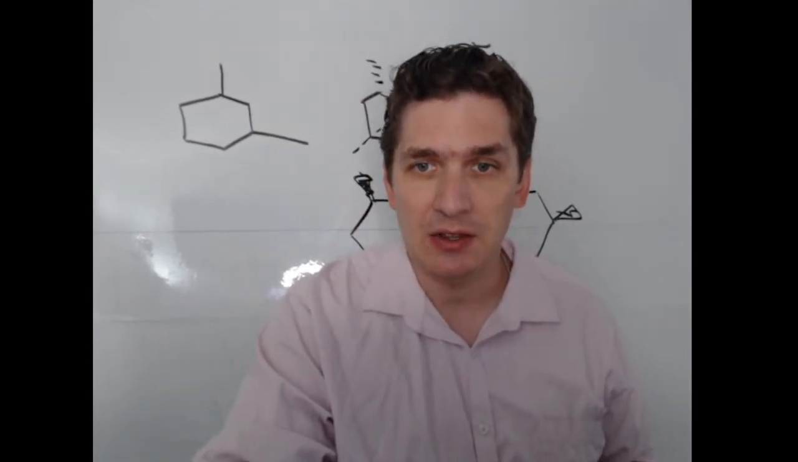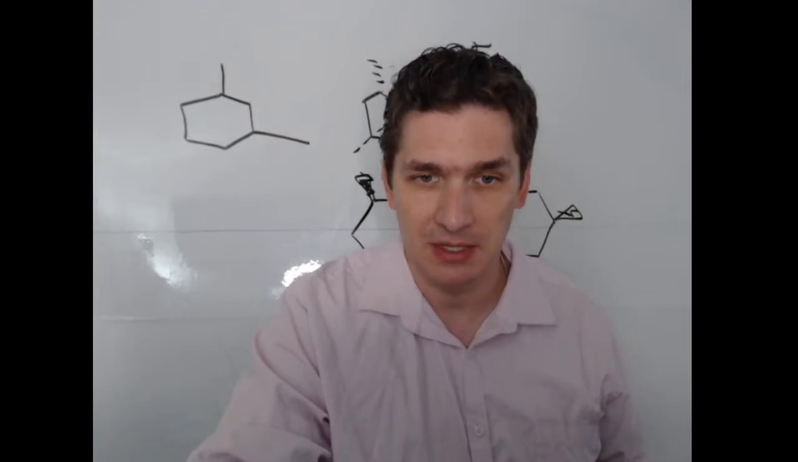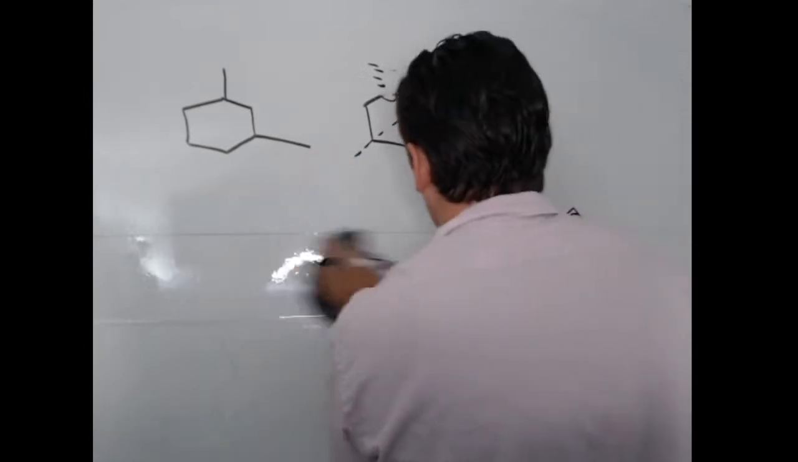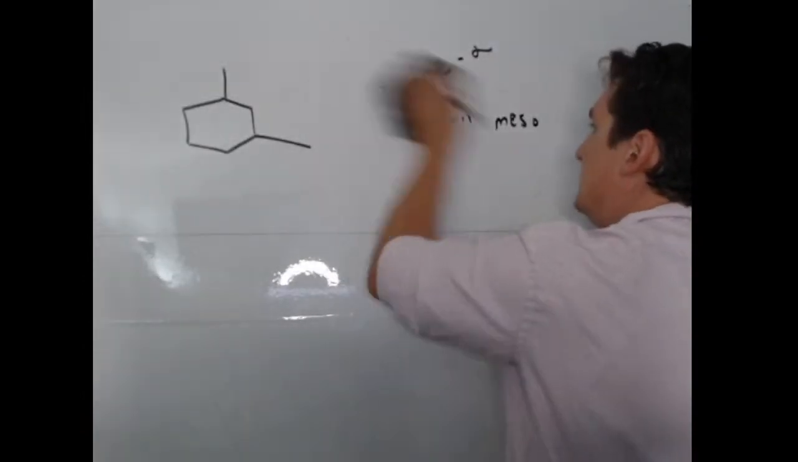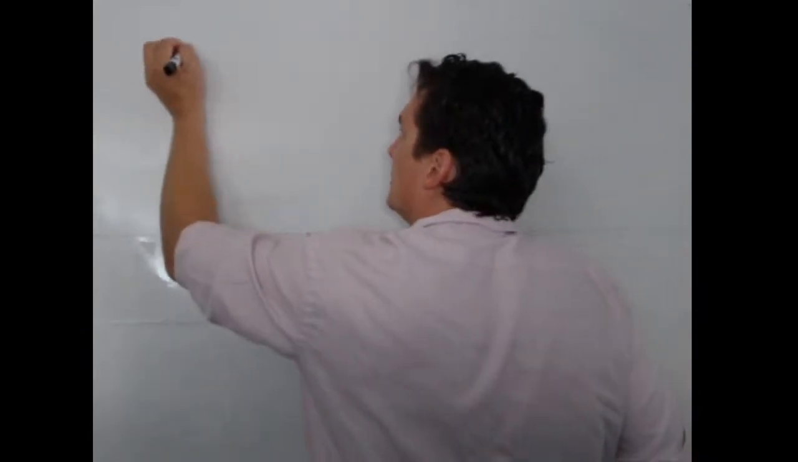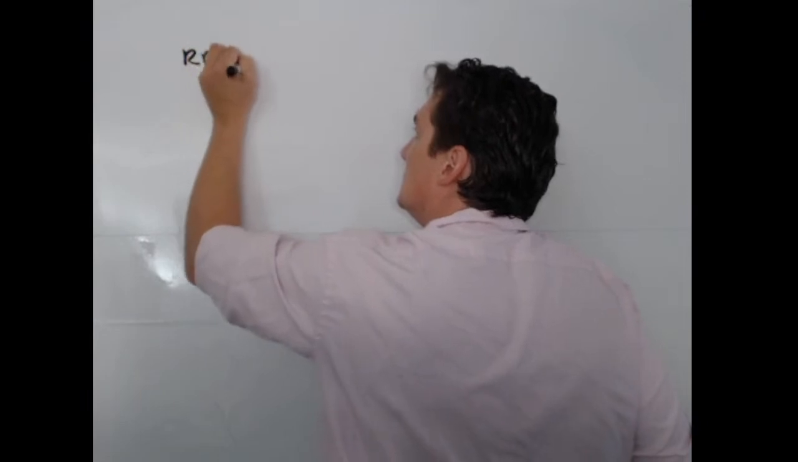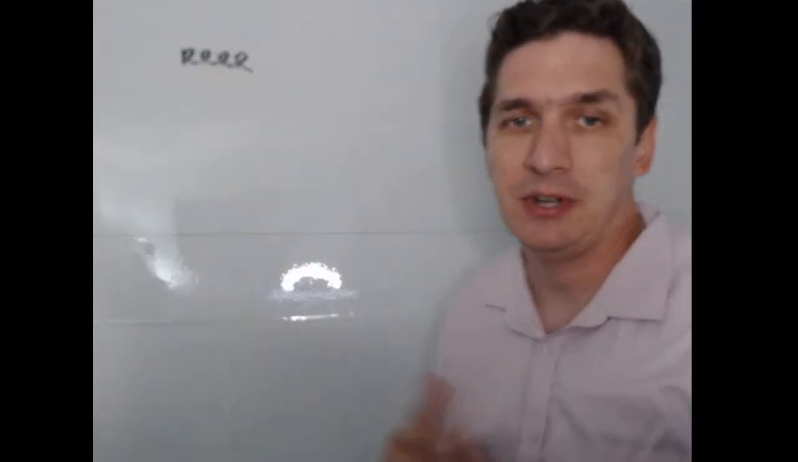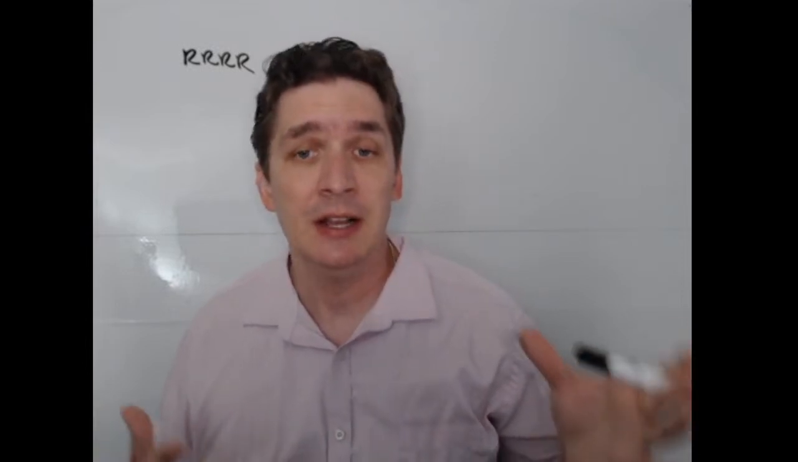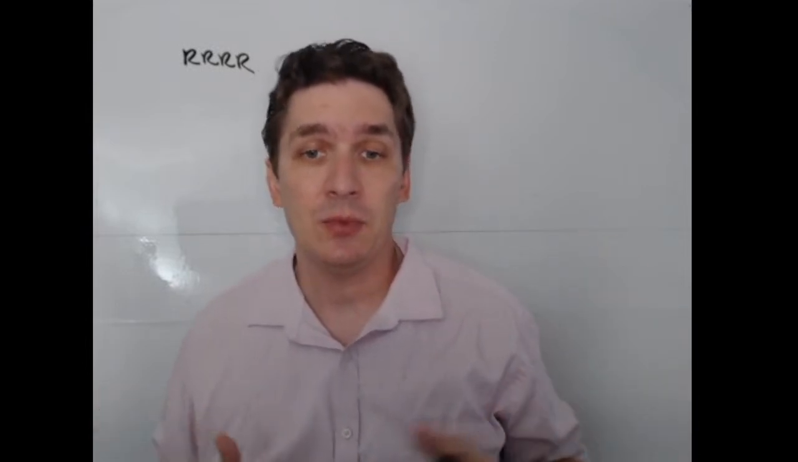So question 8 on the same assignment. You're given a compound that is R, R, R, R, and you're asked to figure out, first of all, how many different possible stereoisomers there are, as well as write out what they are and pair up the enantiomers with the diastereomers.